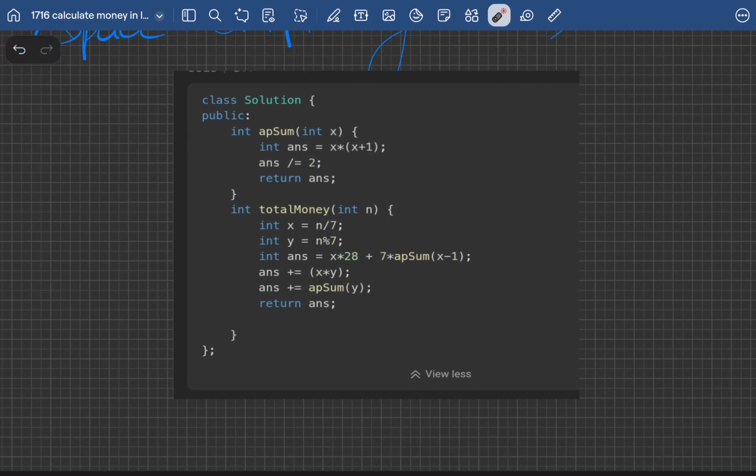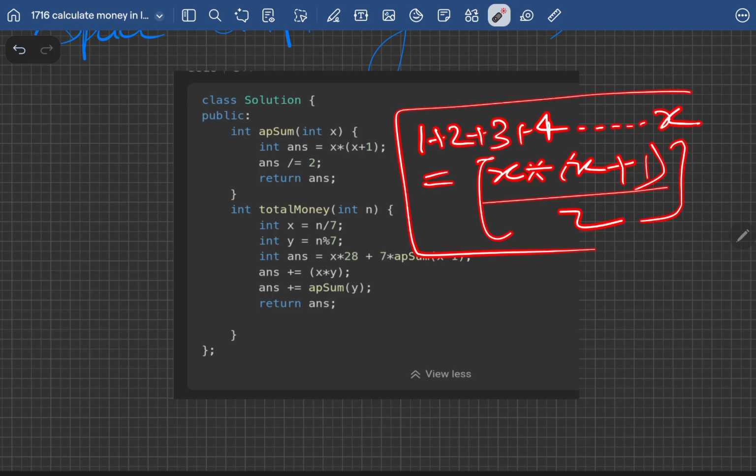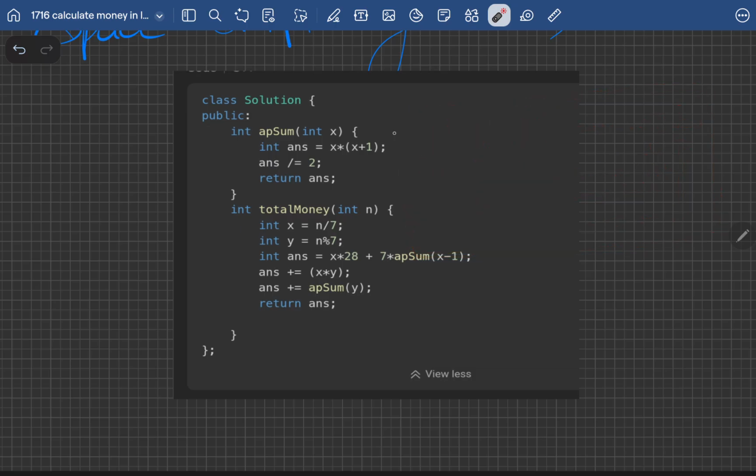In the solution, I have created one extra function to calculate the sum of the arithmetic progression series. When we pass x, it will return the answer to 1 plus 2 plus 3 plus 4 till x, which is x into x plus 1 by 2.